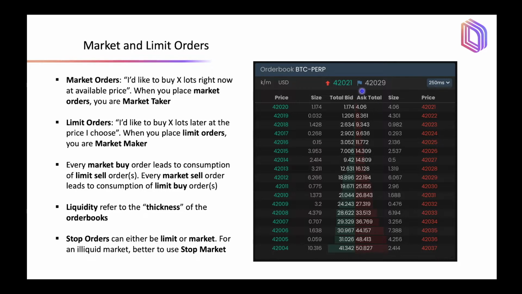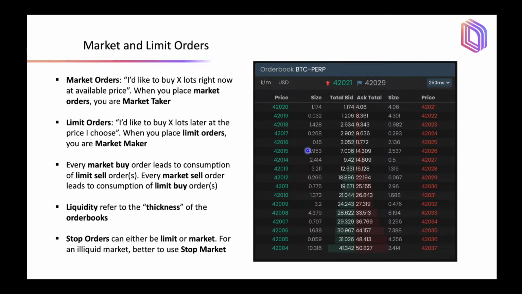So let's say you want to buy 6 Bitcoin with a market order right now. What's going to happen is that you're going to consume the limit sell orders of the order book. So you're going to consume the 4.06 here and you're going to consume 2 here. Since this price has been consumed, we're going to come to 42,022 and it's going to be the new trading price of Bitcoin.